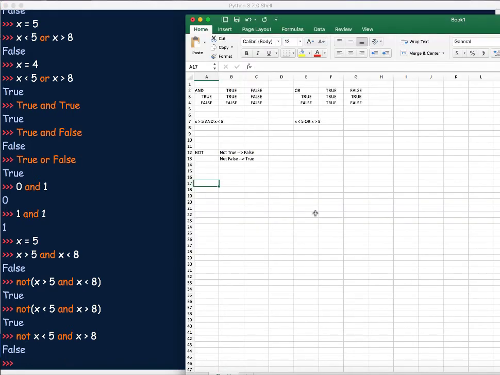Again, go back to your truth tables, know those, and understand that if something's not true, it's false, and if it's not false, it's true. Play around with some of those examples, see what you think, and go from there.